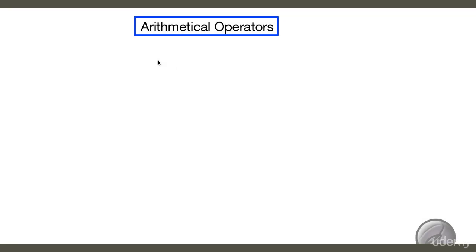There are 5 arithmetical operators which we can use for arithmetical operations. They are plus for addition, minus for subtraction, asterisk for multiplication, front slash for division, and percentage sign for modulus operation. Now this modulus operation means if we write something like this, a modulo b, then it returns the remainder when we divide a by b.